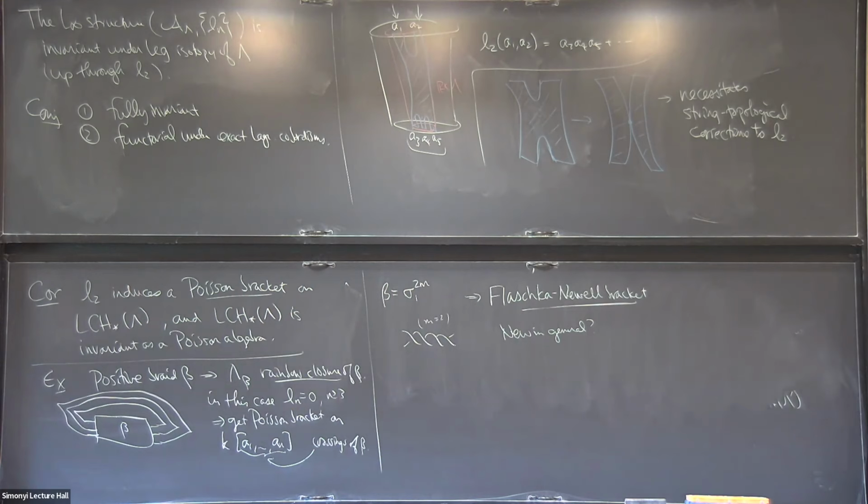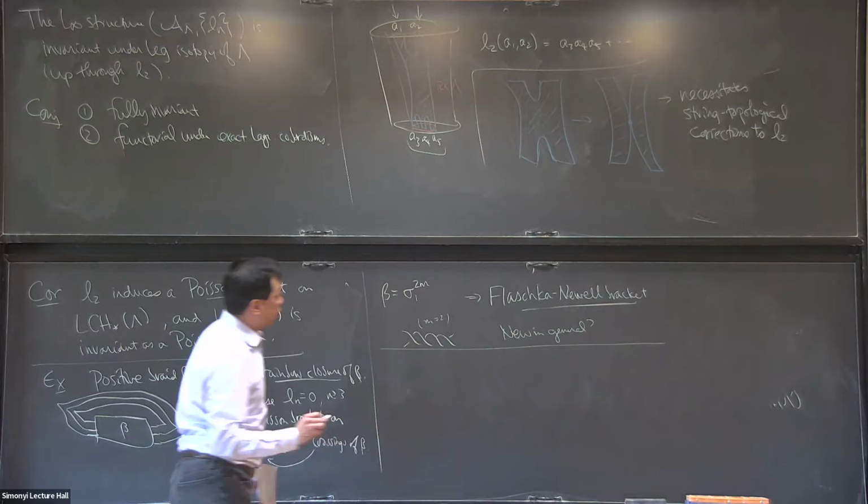Fantastic. I think I'm allowed an hour, is that correct? Okay. So in my remaining time, what I would like to do is place this Poisson bracket in some context in terms of some geometry that is maybe more familiar to people who work on the Floer-theoretic side of this picture.